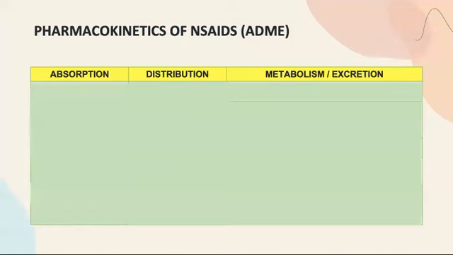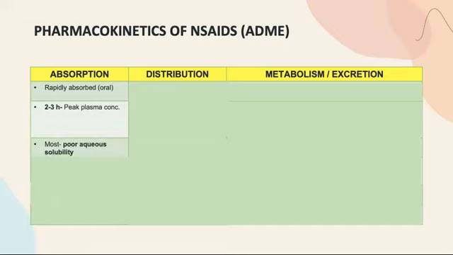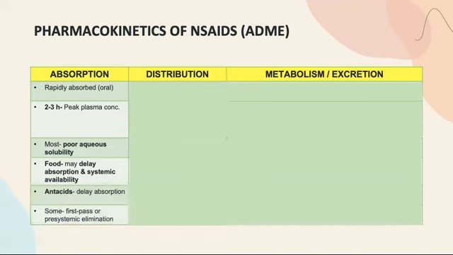So let us discuss the pharmacokinetics of NSAIDs, or the ADME: absorption, distribution, metabolism, and excretion. The NSAIDs are rapidly absorbed following oral ingestion, and the peak plasma concentrations are reached within 2 to 3 hours. NSAIDs have poor aqueous solubility. Food intake may delay absorption and systemic availability, as with fenoprofen and sulindac. Antacids commonly prescribed to patients on NSAID therapy variably delay absorption. Some compounds like diclofenac and nabumetone undergo first pass or pre-systemic elimination.